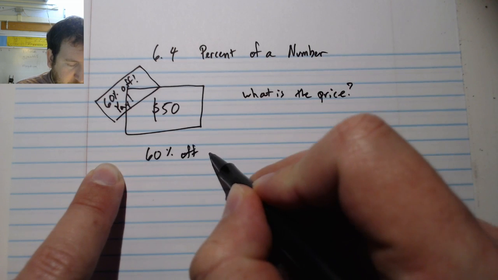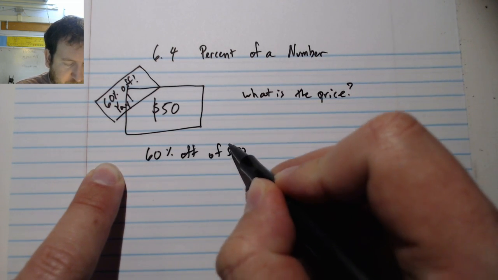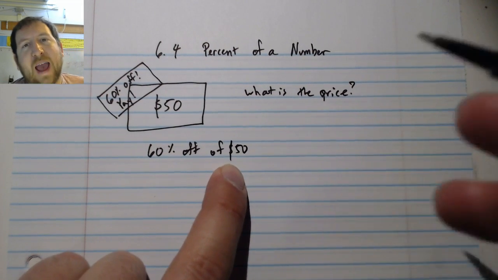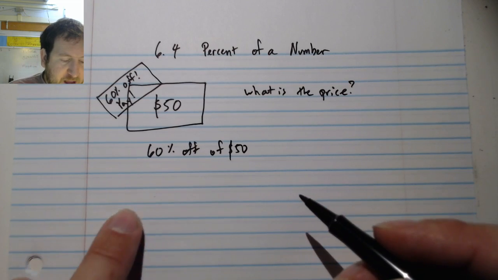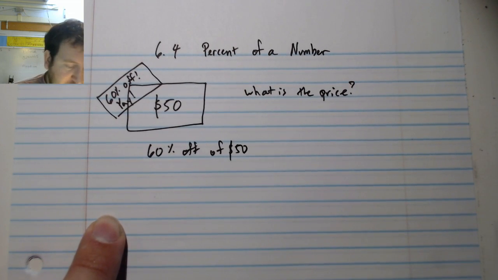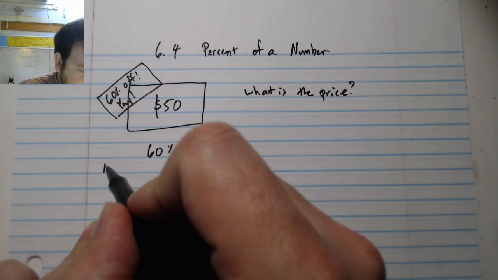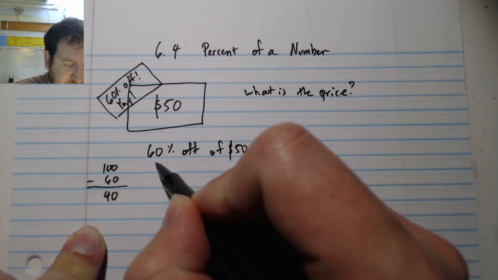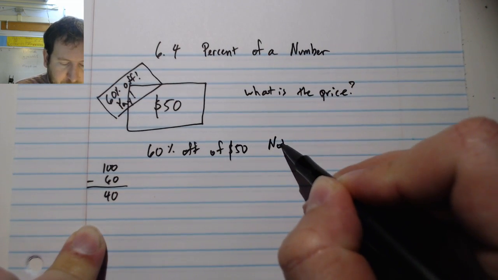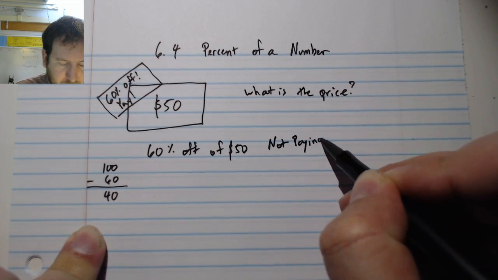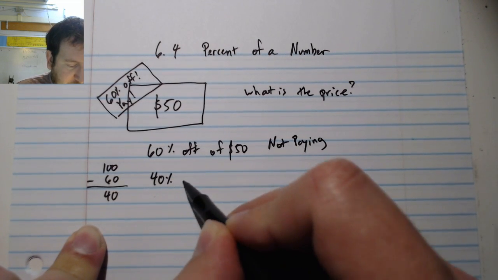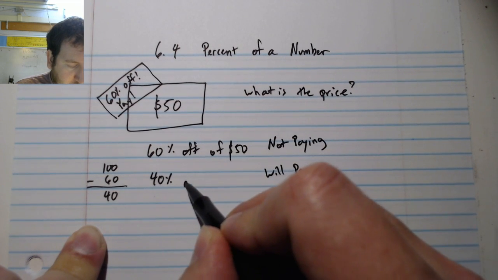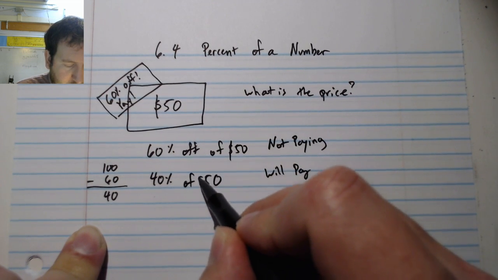off of $50. So that means I'm going to take 60% away. So the actual price that I'm going to be paying is 40% of $50, because 100 minus 60 is 40. And this is the money that I'm not paying. So the 40% that's left is the money that I will pay. So I have 40% of $50.